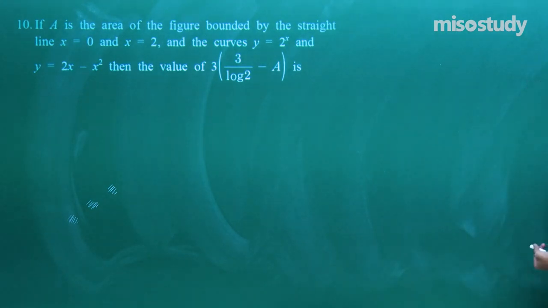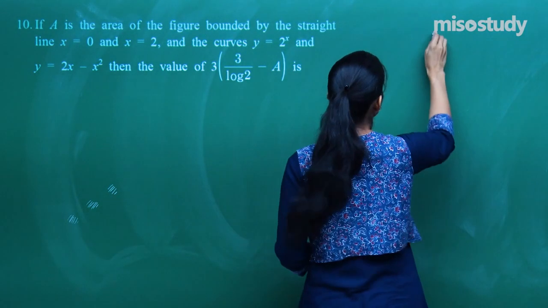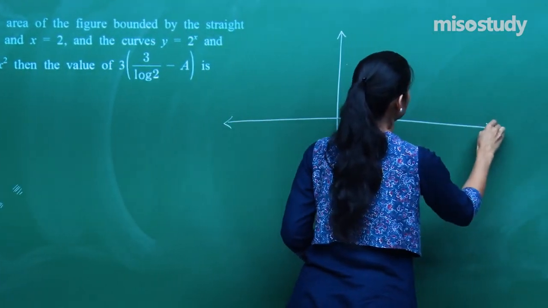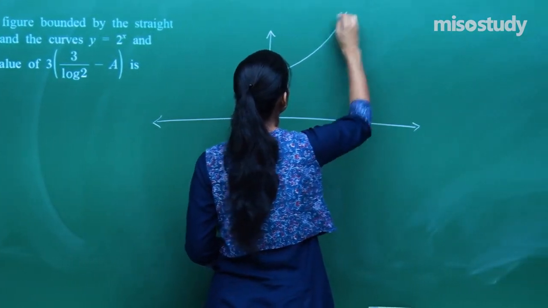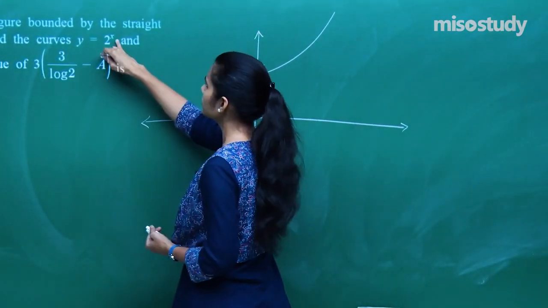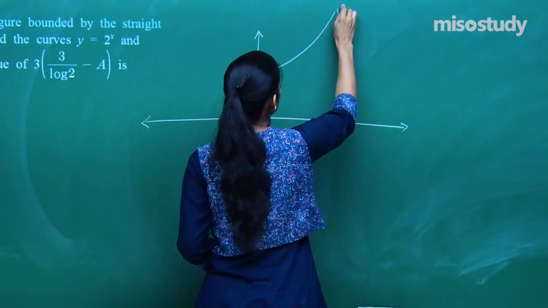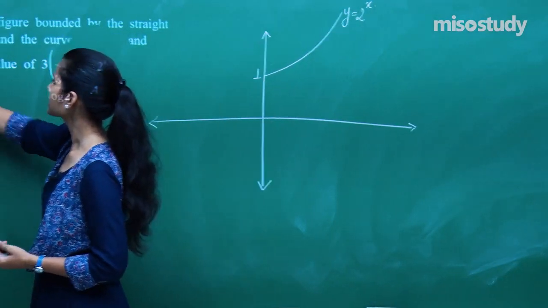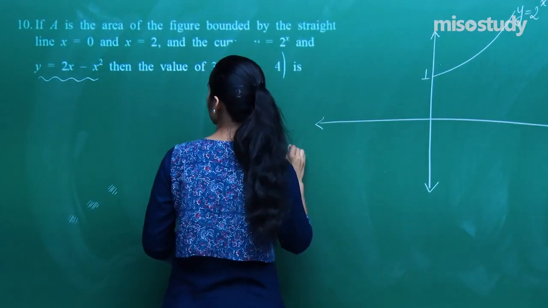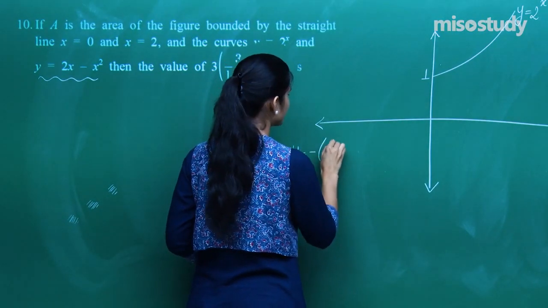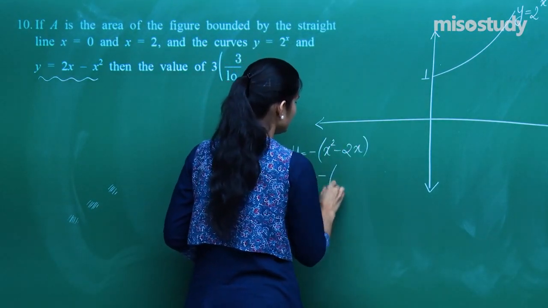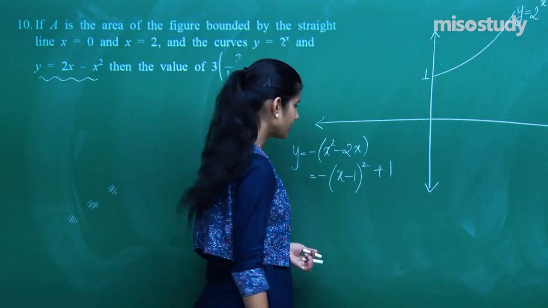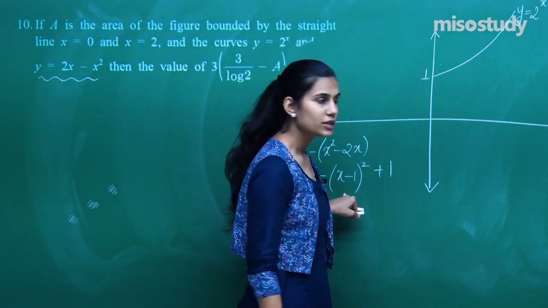Okay. So let's just try to understand. y equals 2^x, let me just plot it like this. This is 1 because at x equals 0, 2 to the power 0 is 1. This is y equals 2 to the power x. If I talk about this curve, y equals 2x minus x square, I can write it alternatively as y equals minus of (x square minus 2x), which is minus of (x minus 1) whole square plus 1, right? Which is a parabola with vertex 1 comma 1.